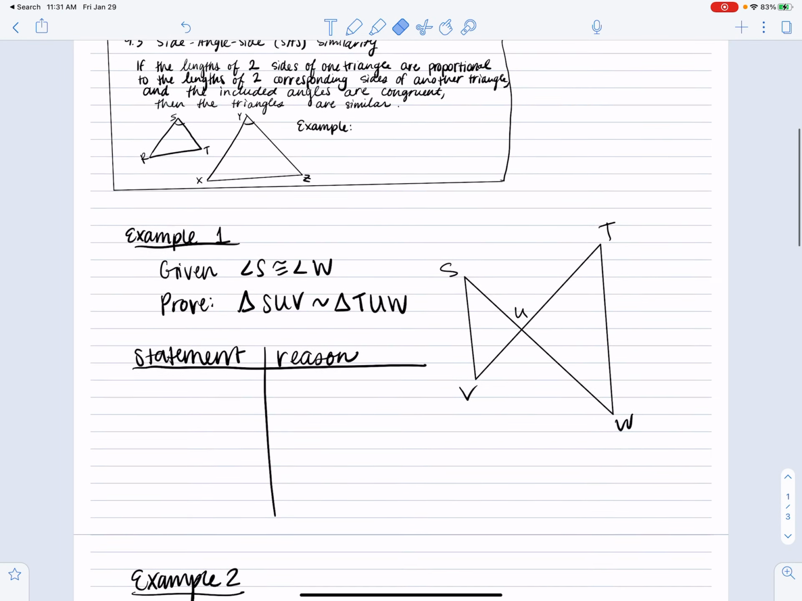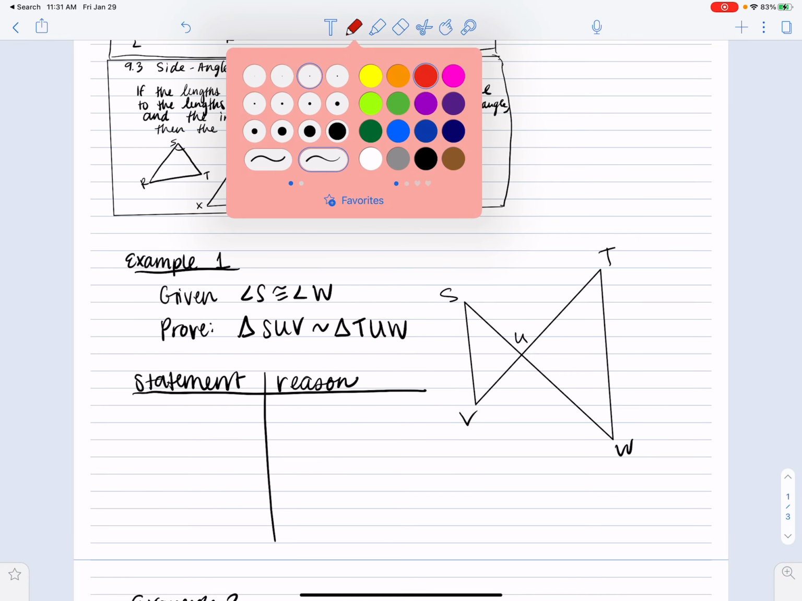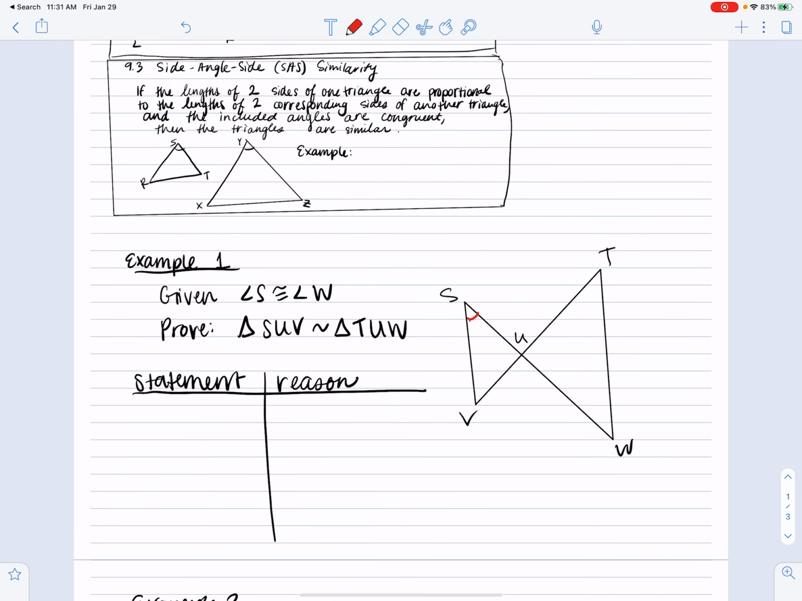Okay, so example number 1. Go ahead and write this down. There's a shape on the right, and what's given is that angle S is congruent to angle W. Okay, and I'm going to mark this up as we go. That's the only thing that's given, but it's really helpful. S and W are congruent. And then we need to prove that the two triangles are similar to each other, not congruent, just similar. Okay, so SUV is similar to TUW. All right, we need to prove that.